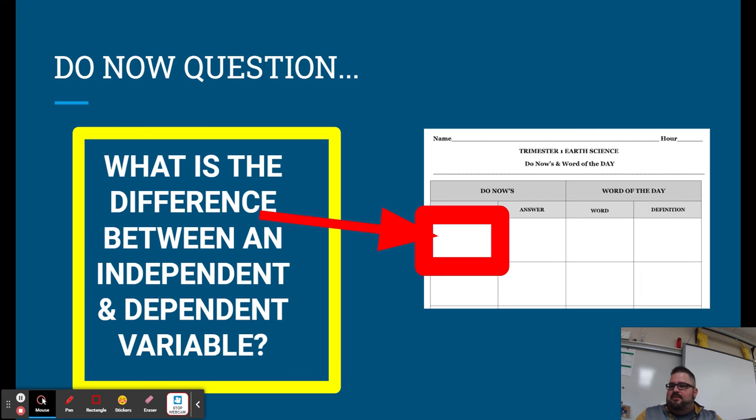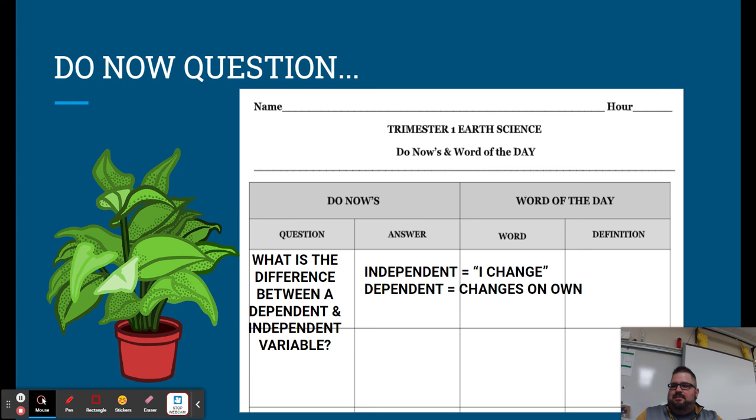Do now question: what's the difference between an independent and dependent variable? That will be our do now question of the day, to really push the idea home of independent versus dependent, and what is the difference between those two things. Our independent is what the scientist is changing. The dependent is what changes on its own. It's the response to that change.